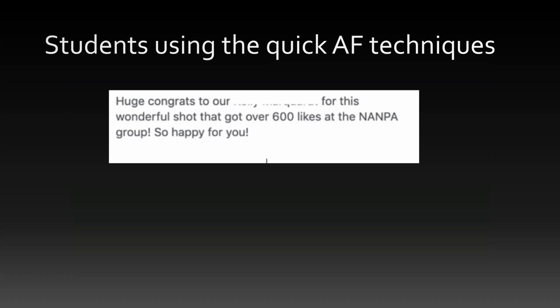Some of my students who learned these quick autofocus techniques said, hey, huge congrats to so and so for a wonderful shot. They got 600 likes in Nampo, which is one of the criteria I told some of my students: just try to post a photo there, because the Nampo group is really good in that they don't care who you are. If your photos are good and evoke an emotion, people are liking and commenting on it. It's really the best testing ground for your photo, to see if it can move people. So I asked them to see if they can get about 500 likes, and whenever they apply some of the methods and get more than 500, they share the good news with me.